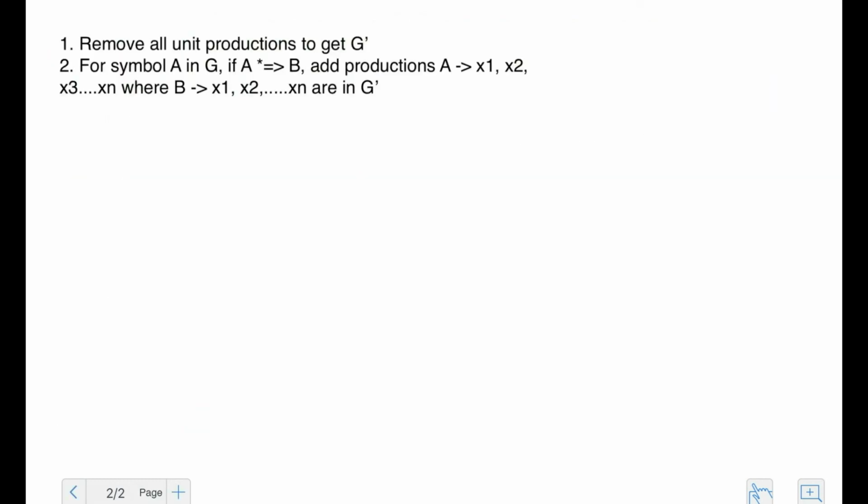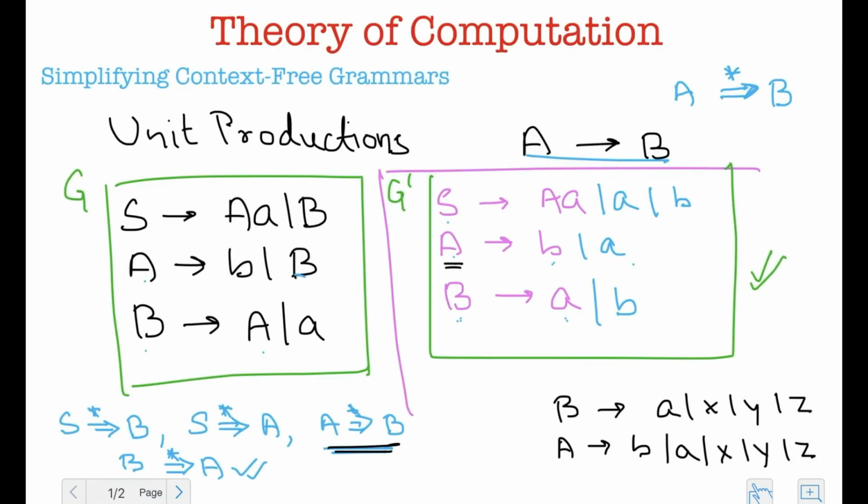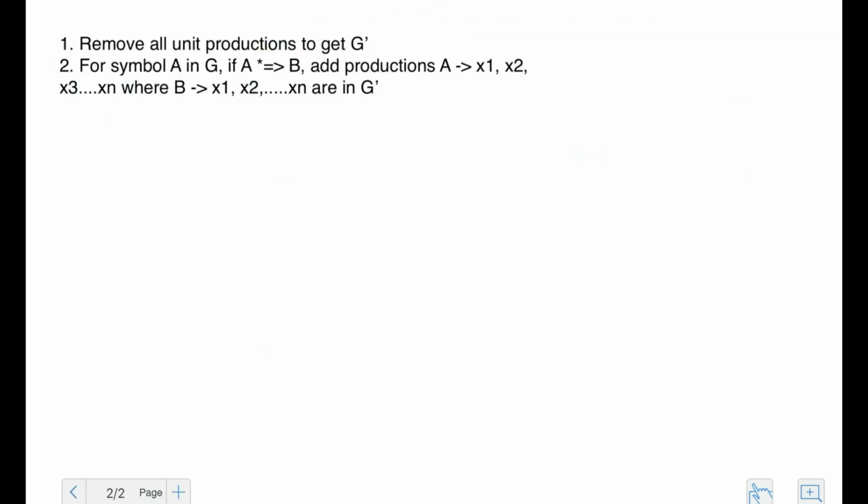Of course, we shouldn't repeat things that are already there. So if I had already had A yields A, then I wouldn't have had to add A yields A again, because that's just a repeated production rule. It doesn't make any sense. So this is the third rule that we follow in simplifying context-free grammars. There are a couple of important forms of context-free grammars which we'll look at in subsequent videos.